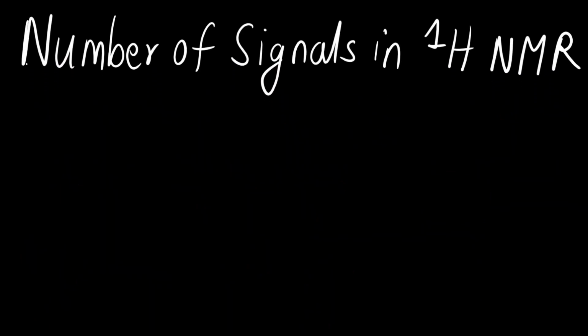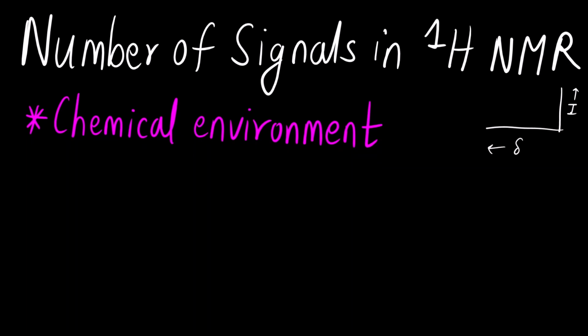So coming to the number of signals in a 1H NMR spectrum, how do you calculate the number of signals, or how many peaks will be visible in the NMR spectrum? In the last video we saw what an NMR spectrum is. It is a plot of delta, that is chemical shift, versus intensity. The first very important thing that the number of signals depends on is the chemical environment.